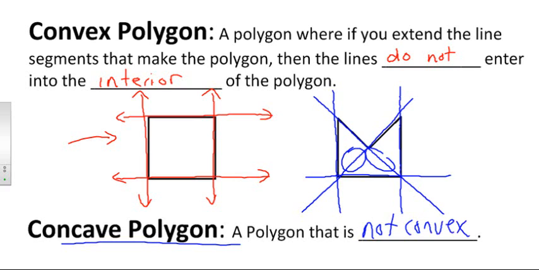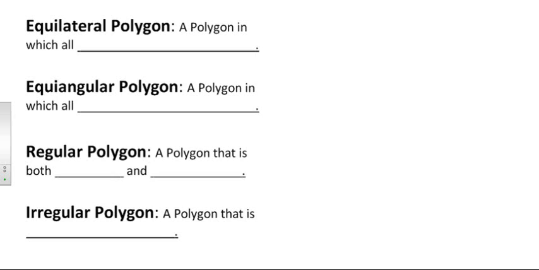So to recap here, this first one, because each of these lines did not enter into the polygon, this thing was convex. And with my second figure here, because the lines did go into the middle of the polygon, this thing is concave. A few more terms.